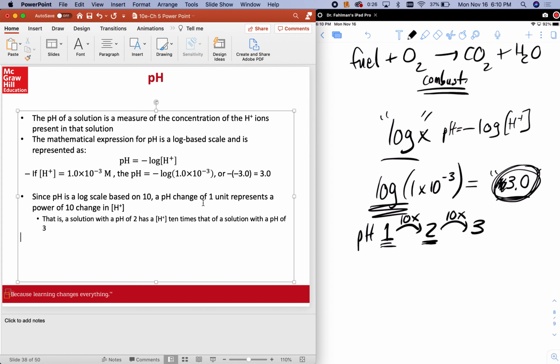So every 1 unit represents a power of 10, a factor of 10.